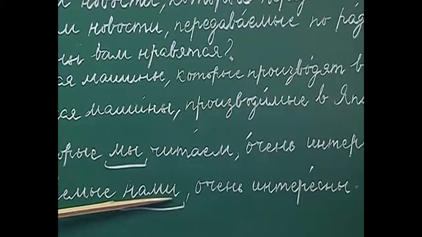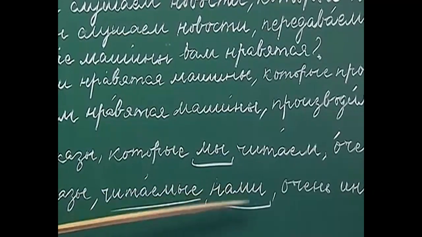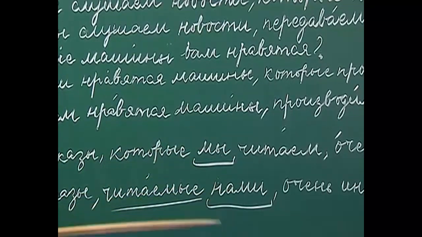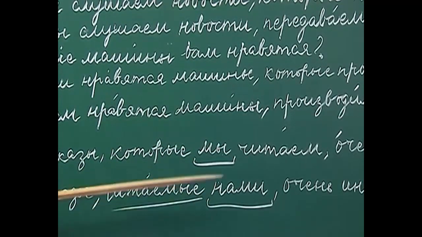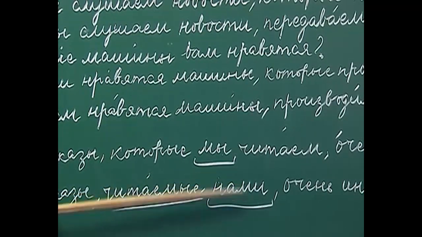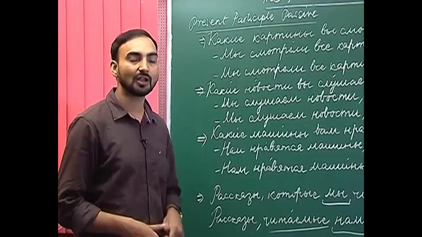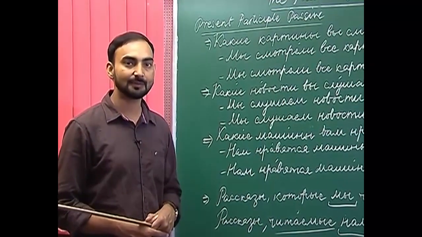So, here as you can see, we have changed мы into нами, which is the instrumental case. Why? Because мы is the performer of the action, and whenever we use a present passive participle, we use the performer of the action in the instrumental case. So, this is about the present participle passive. Now, we will discuss about the past participle passive.